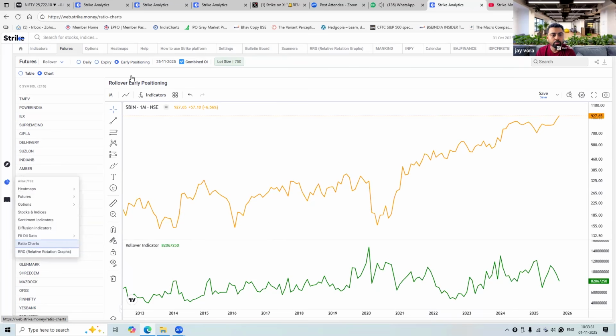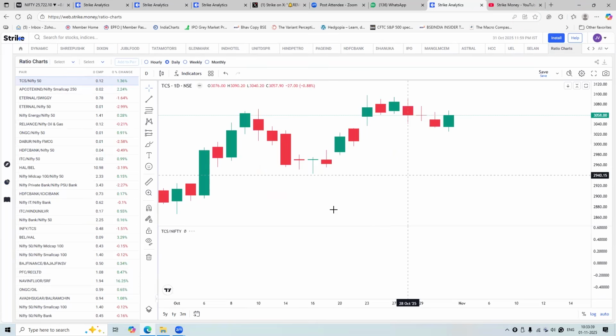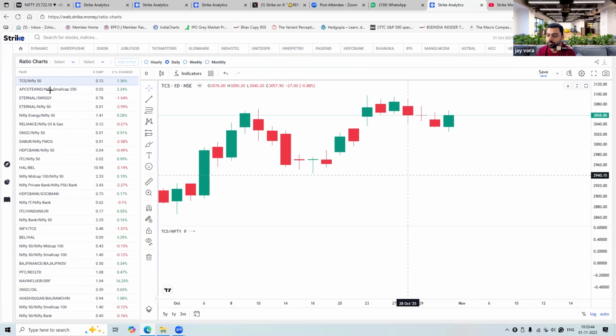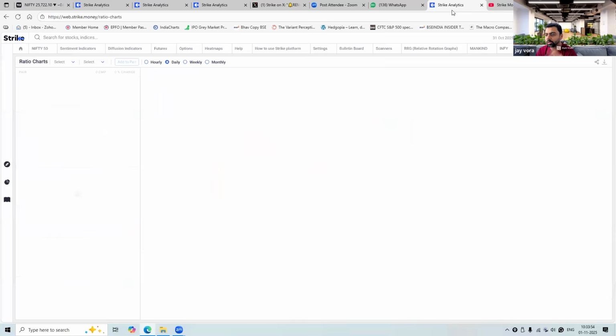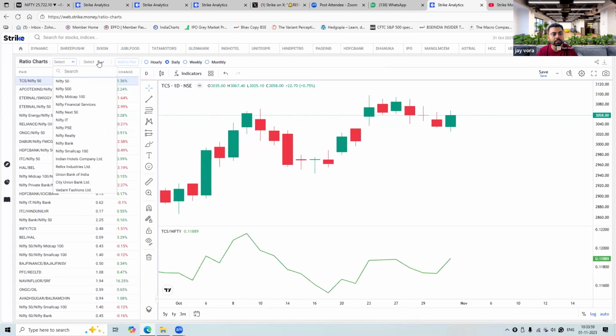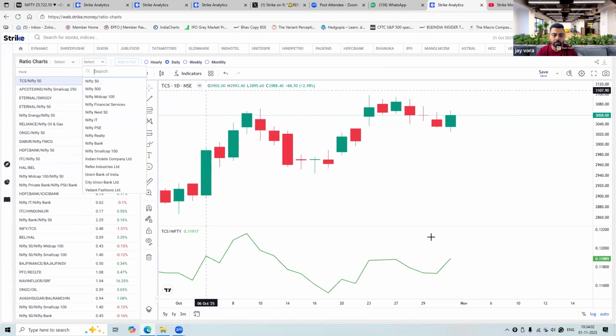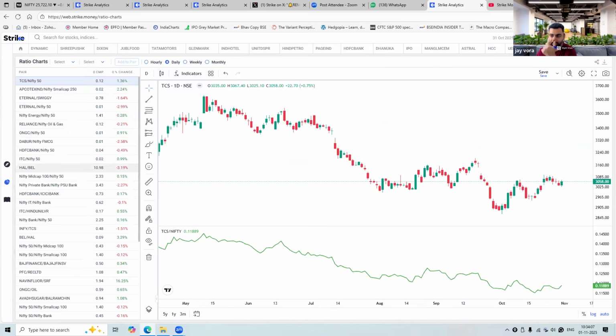So you just need to type the two stocks you want to compare, and you will end up getting this line. So this was TCS to Nifty 50. Just put the two symbols over there at the top. There are two options that you see over here. You put TCS over here, then you put Nifty 50 and add a pair, and you will be able to get this. Okay, thank you.